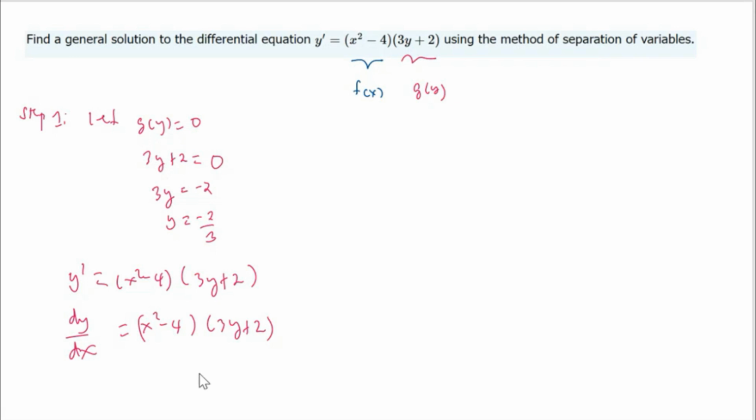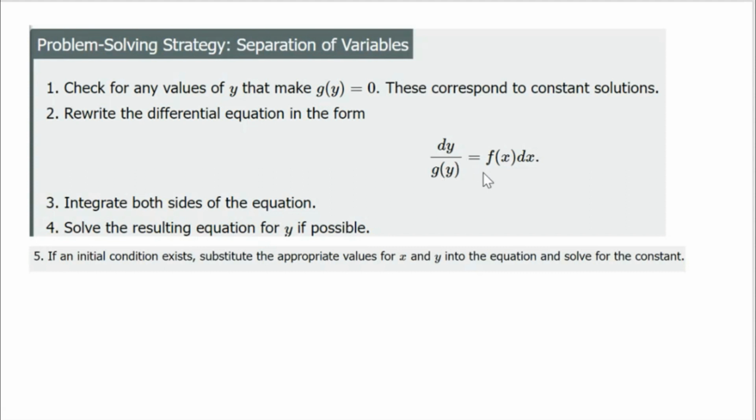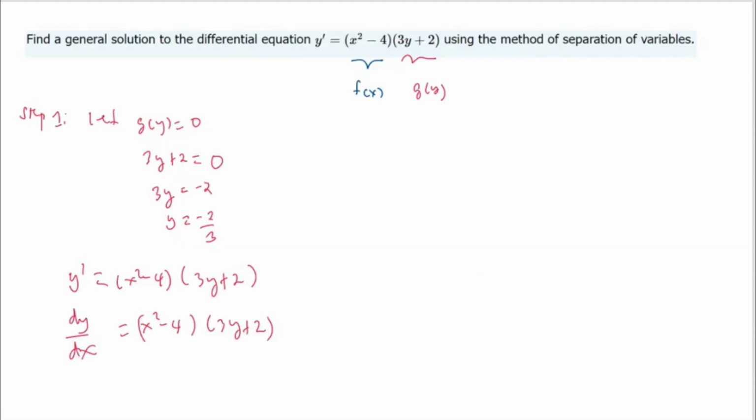So we're going to combine together all y and all in terms of x. So that could be in this form, dy over g of y is equal to f of x dx. So writing that one, I will use first cross multiplication, and this will be dy is equal to x squared minus 4 times 3y plus 2 dx. But in the right-hand side, we still have 3y plus 2. That is now the quantity 3y plus 2 will be moved from the right-hand side in such a way that we are going to group this together in terms of y. Therefore, I'm going to divide both sides by 3y plus 2.